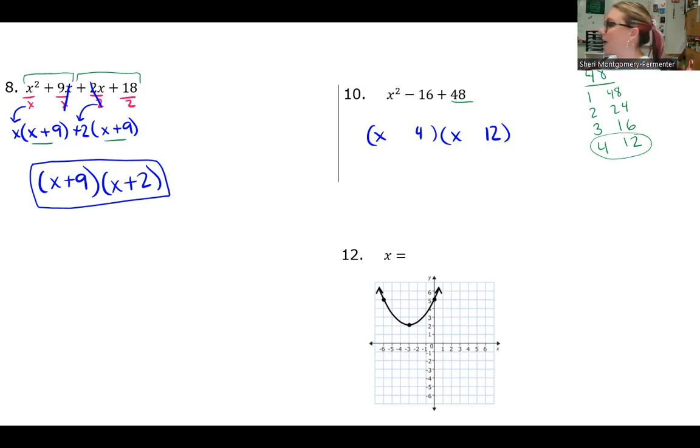So to figure out what the signs are going to be, that middle term always tells you the sign of the bigger number. So the bigger number has to be a negative. Which number is bigger, 4 or 12? 12. So the bigger number has to be 12, or sorry, it has to be negative. So if I have negative 12, would I add or subtract to make negative 16? Subtract. So this one will also be a negative.